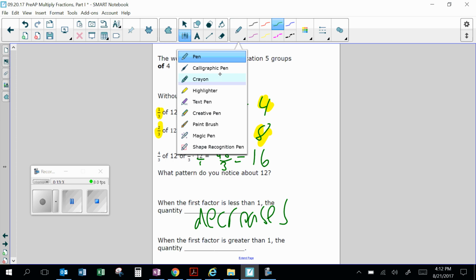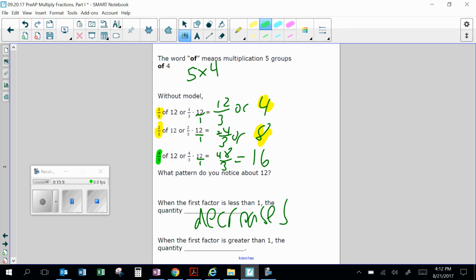However, when the first factor is greater than 1, like 4/3, you're not finding part of something, you're actually finding more than a whole. So if you're finding more than a whole, you're actually increasing it, because 4/3 of 12 is 16. So we actually increase our original quantity. So this would be increase.